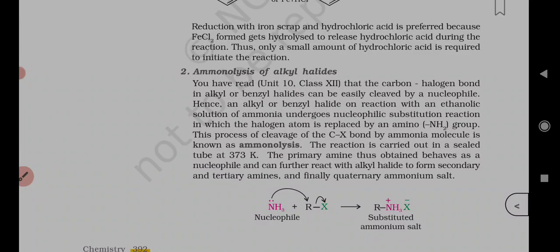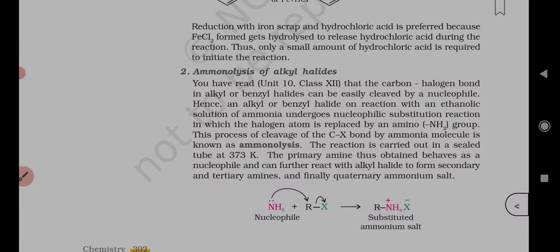When primary alcohols are treated with ammonia in the presence of hot Al2O3 or ThO2, that is thoria, at 623 Kelvin, they give a mixture of primary, secondary and tertiary amines. See, in C2H5OH, the OH group comes from the alcohol and an H from NH3, so a water molecule comes out and it forms C2H5NH2 in the presence of hot Al2O3 or thorium oxide at 623 Kelvin.